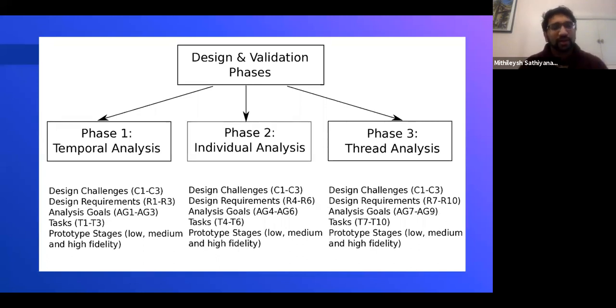In phase 1, we identified the challenges which were completely part of the temporal features. We identified the design requirements, followed by analysis goals. So we had 3 goals, as I mentioned, and tasks. And when we started developing a prototype, we always focused on low fidelity, medium fidelity, and high fidelity, which I will explain in the next slide.